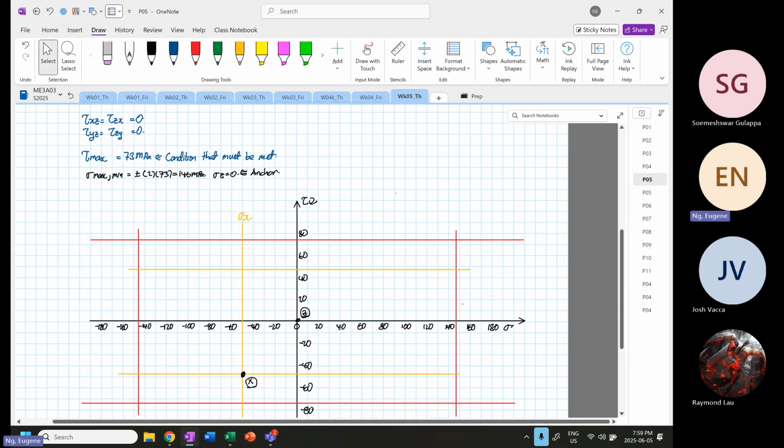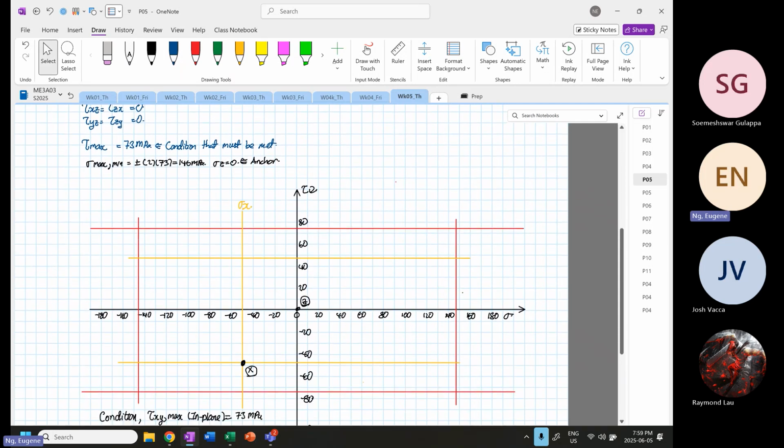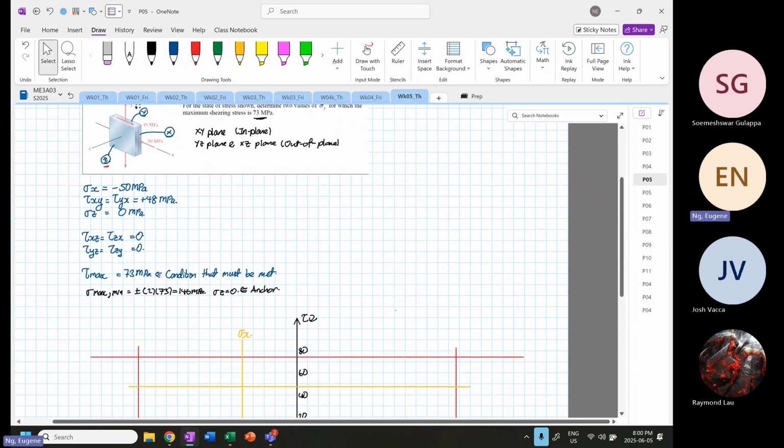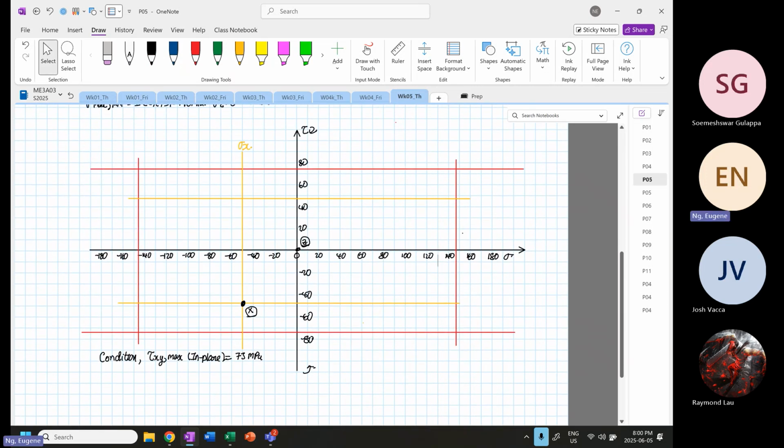So what does this mean? Okay, so we know this is point X, and we are going to find point Y. The line touching point X and Y will have the maximum shear stress of 73 megapascal. Okay, so I'm going to now sketch.